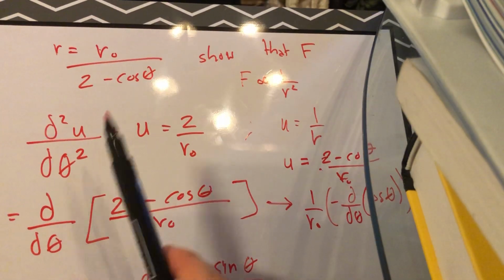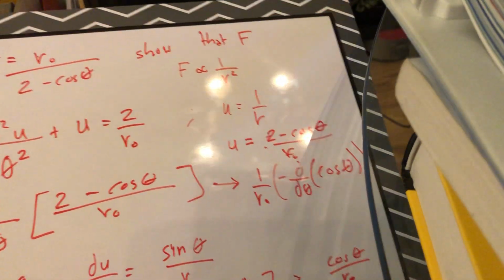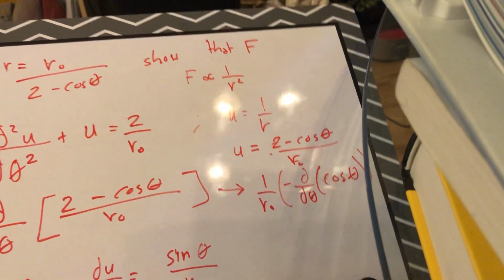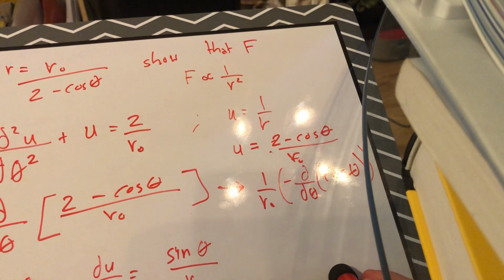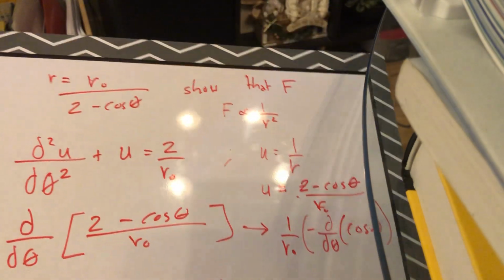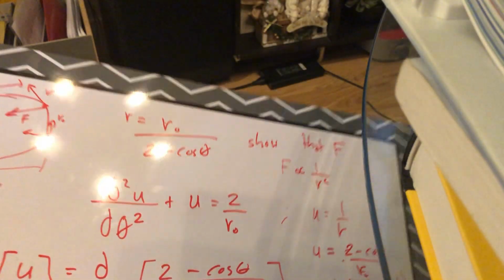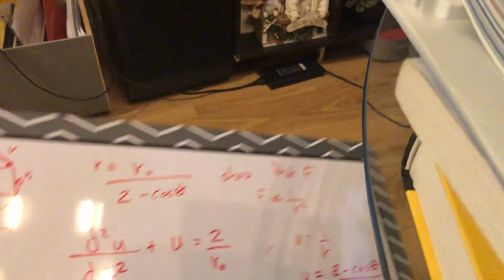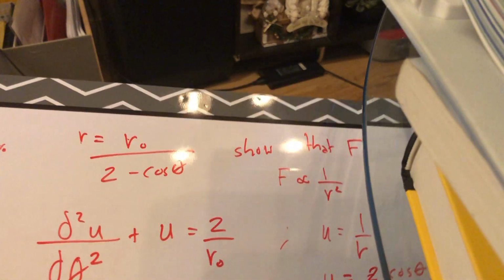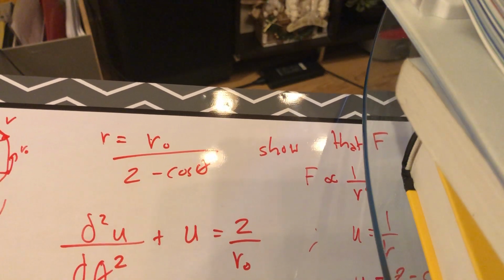It's kind of bugging me. I don't remember what to call that operator, the double derivative, d squared u over d theta squared. Yeah, it doesn't matter. It's not important. Okay, so we can go ahead and sub that in.